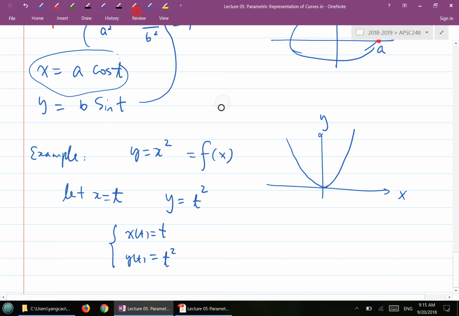If I think of it as a position vector, here is point P, and here is a position vector representing that point P. So your position vector r of t is basically just t, t squared. That's exactly from the parametric equation here.